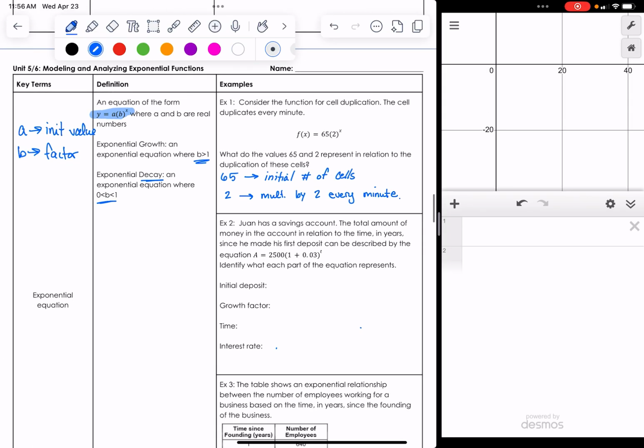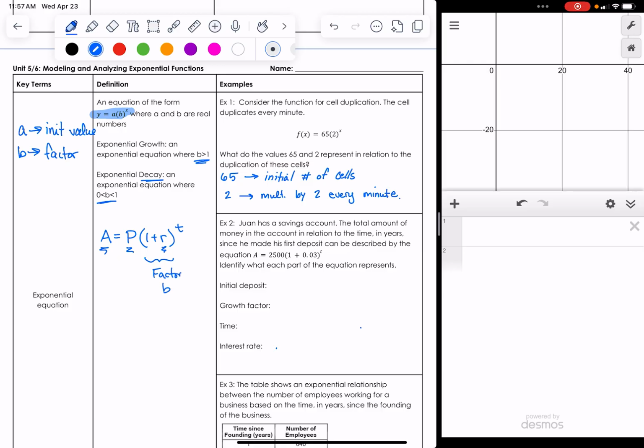In addition to this exponential model, we also had a similar model that was for exponential growth or decay, and it was A equals P times 1 plus r to the t. A is our amount, our final amount, and our initial amount is P, our rate is r, and all of this together is our factor, b.